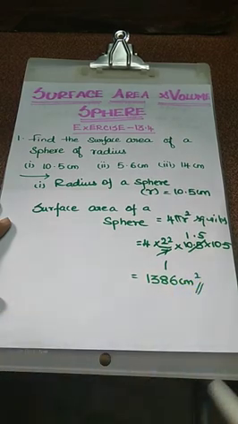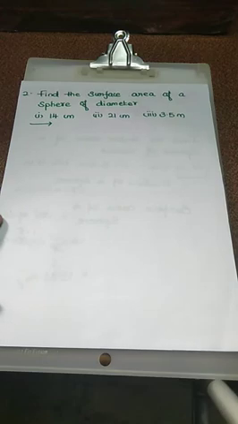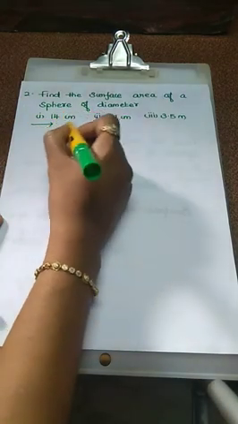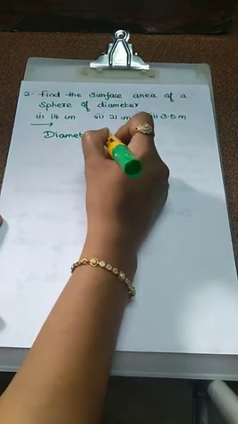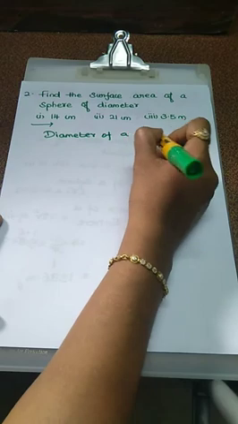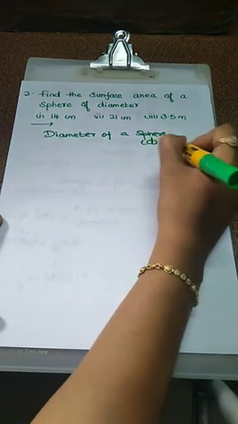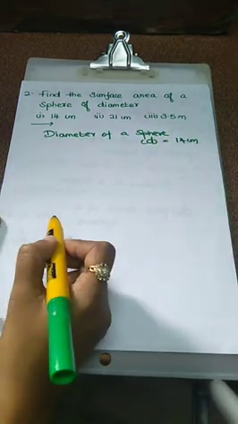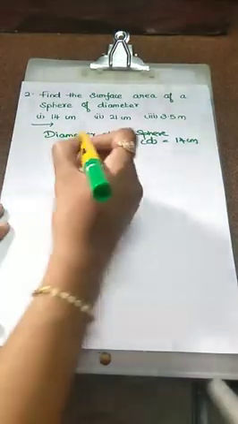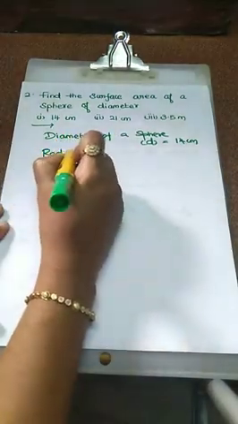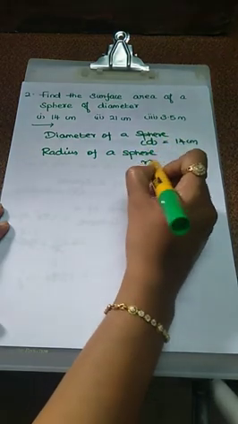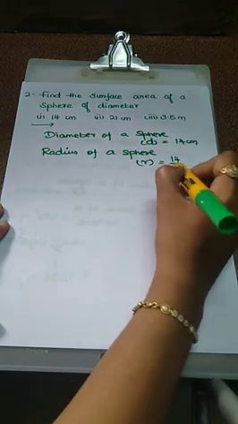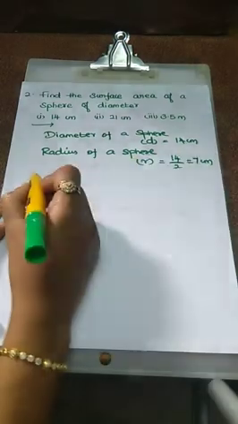That's all. Second problem, find the surface area of a sphere of diameter. In the previous problem, radius was directly given. Here diameter of a sphere is given. What is that? Diameter of a sphere D is equal to 14 centimeter. So half of a diameter is actually radius. Now radius of a sphere, that is r is equal to 14 by 2, 7 centimeter.